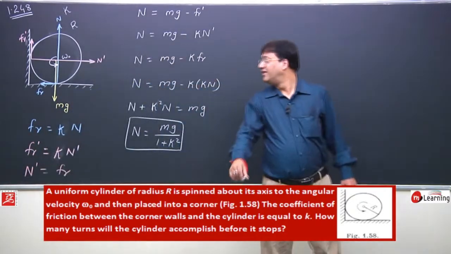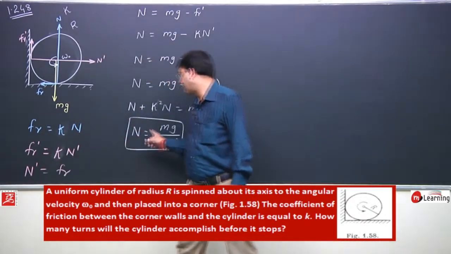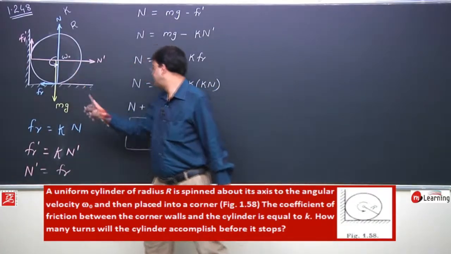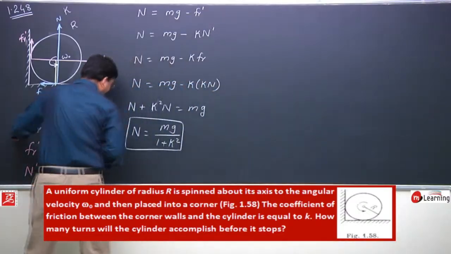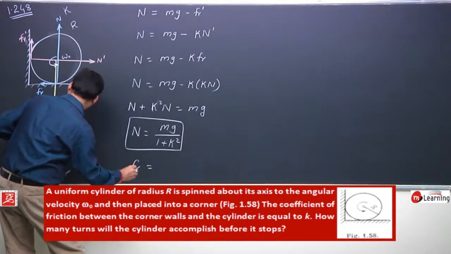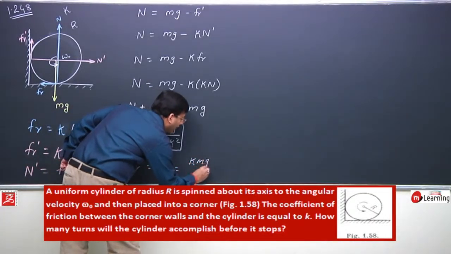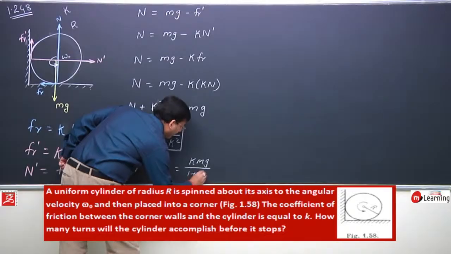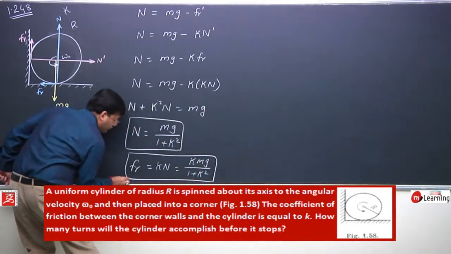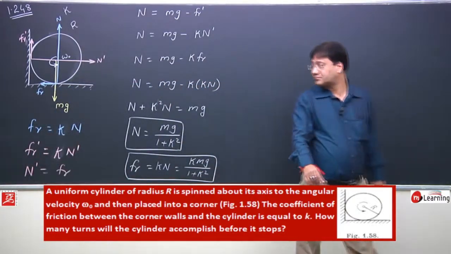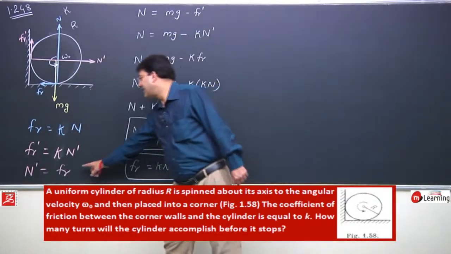First of all, we conclude the value of normal reaction, and from this normal reaction, after concluding the value of normal reaction by this surface, mg upon 1 plus k square, I can write the frictional force acting there. Frictional force is k into N, or k into mg by 1 plus k square. This is the frictional force acting there.